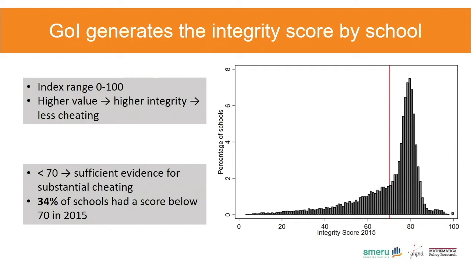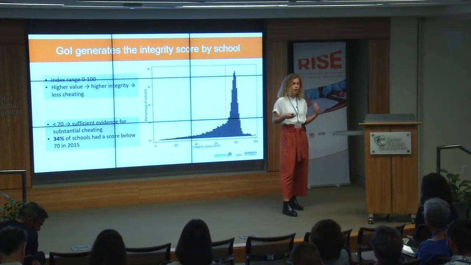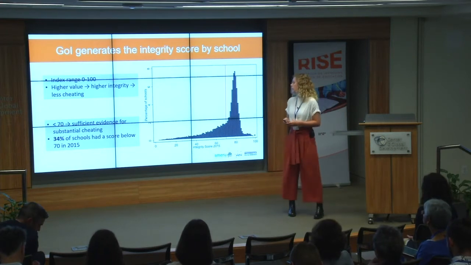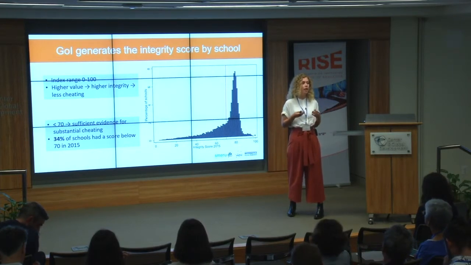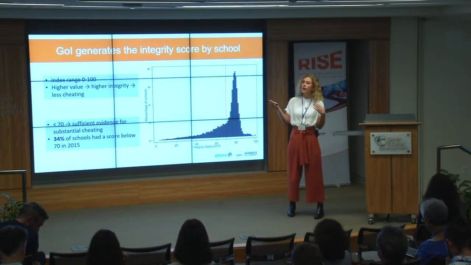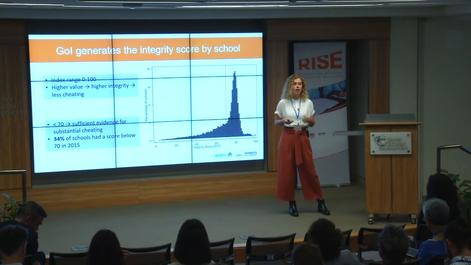This algorithm is developed by the testing arm of the Ministry of Education, and it's based on already developed literature on how to identify cheating based on answer patterns. It's a score that ranges between 0 and 100. A higher value means higher integrity and less cheating. The government uses a few cutoff values. For example, for schools with a score lower than 70, they feel there's convincing evidence of substantial cheating. Between 70 and 80, there's probably still cheating happening, but they cannot be very sure about it. And schools with an integrity score above 80 are believed to be honest schools that are not cheating.